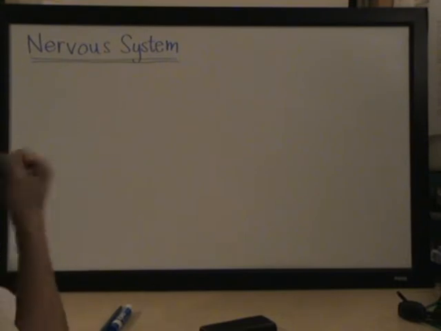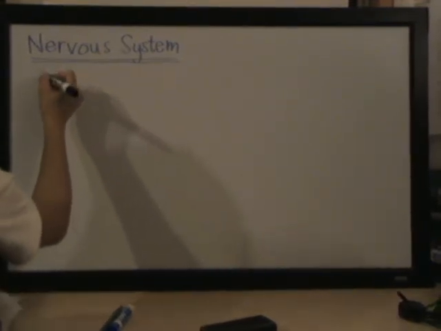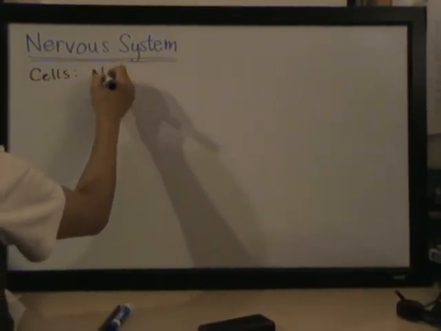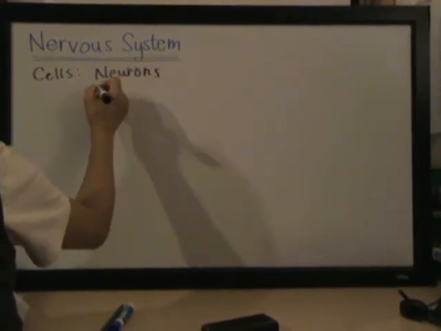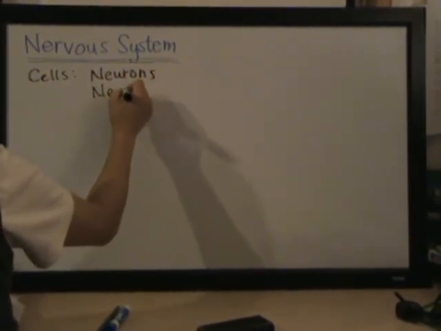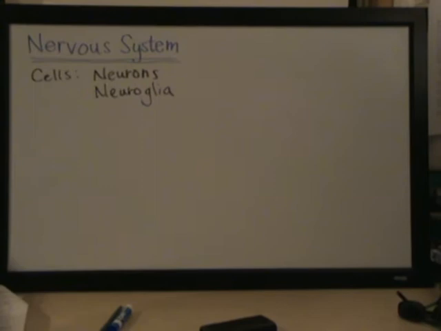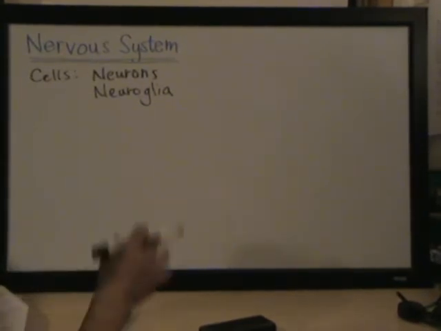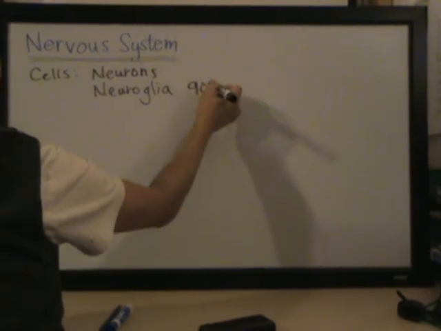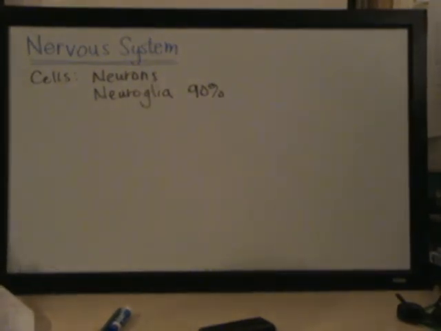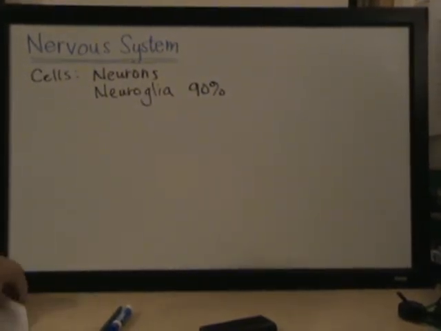Now the nervous system can be divided into two different types of cells. And you've learned this in anatomy: the neurons, or nerve cells, and the neuroglia, or glial cells. Glia comes from the word that means glue, because it holds together and supports the nervous system. In fact, about 90% of the nervous system is made up of these types of cells, the neuroglia, and only a small part of the nervous system is actually neurons, which transmit messages over distances.